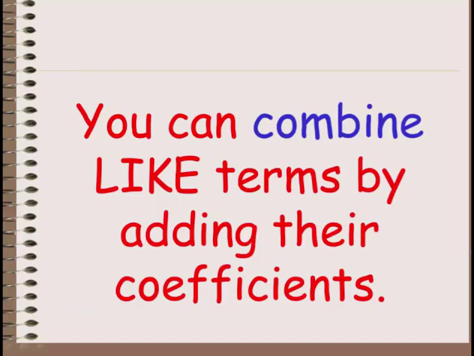Addition and subtraction. You can combine like terms by adding or subtracting, because adding the opposite is subtraction, so it's adding their coefficients. So the numbers out front, follow the integer rules and combine them. Same signs add and keep, different signs subtract.